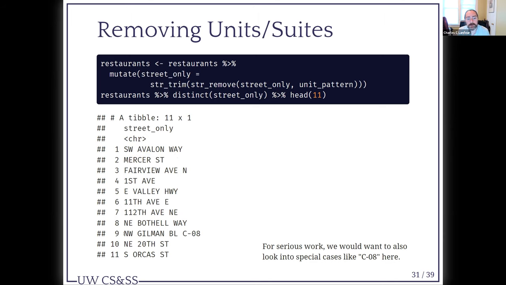I left this one in because when I first did these slides a long while back, I wasn't sure what BLC-08 is, but I think it's actually like one unit in a strip mall in Renton. And so technically it's like BLC-8, it's like unit C-08. So I could probably remove that too, but I wasn't sure about it. So I left it in. Okay, because I thought, you know, who knows what it is. Anyway, so it seems to do the job. We've purged all that crap from it. So fairly complicated operation. Okay.